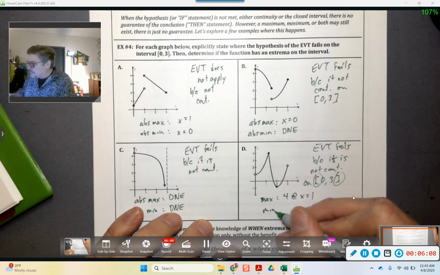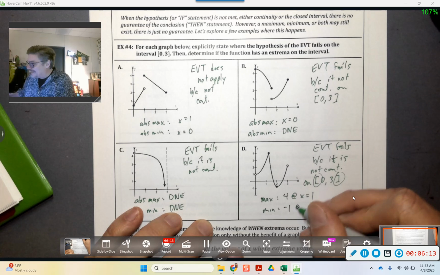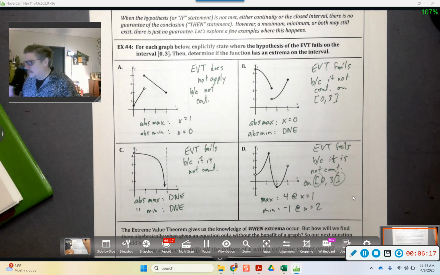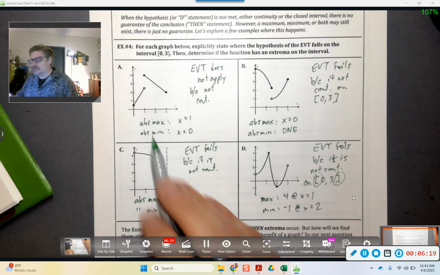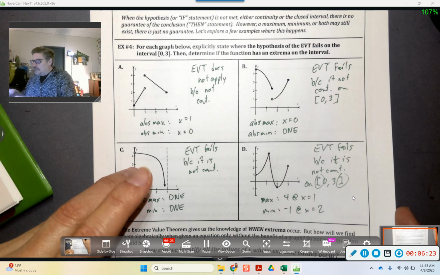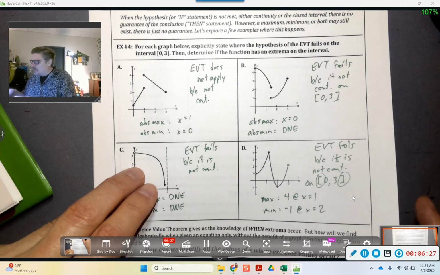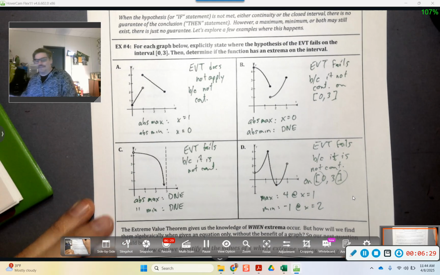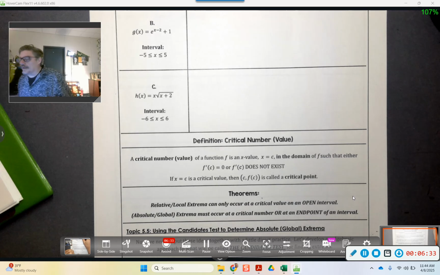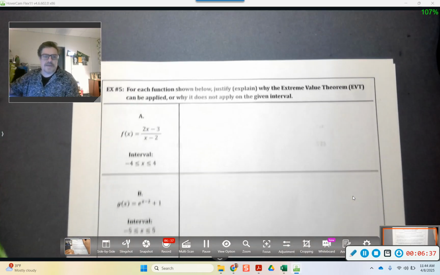The min, let's see. Do we have a min? Yes. It is actually -1 at x equals 2. Both are just fine at communicating that way. So the Extreme Value Theorem gives us the knowledge of when extrema occur. But how are we going to find them algebraically? Sometimes we don't have the luxury of having a graph, and so we only have it algebraically, so that's more powerful anyway.